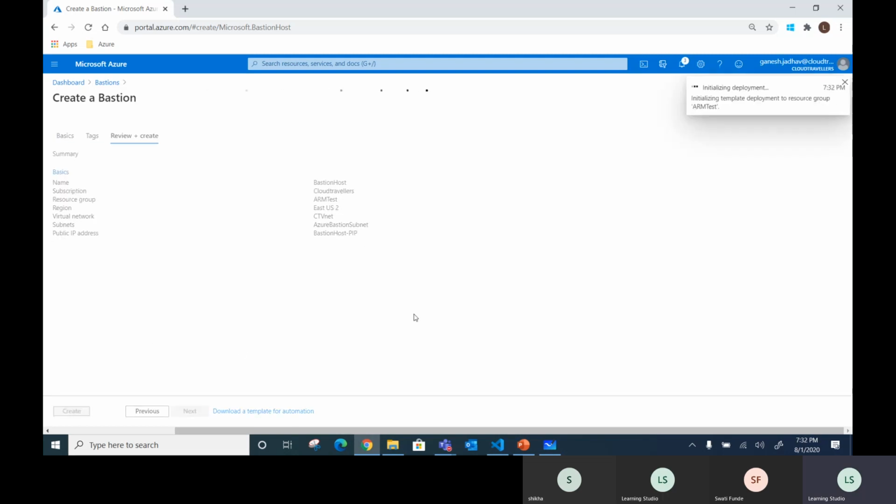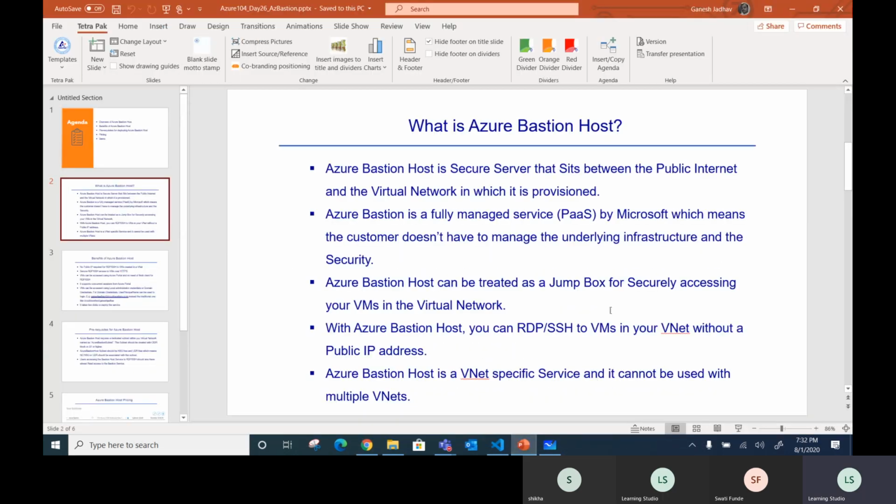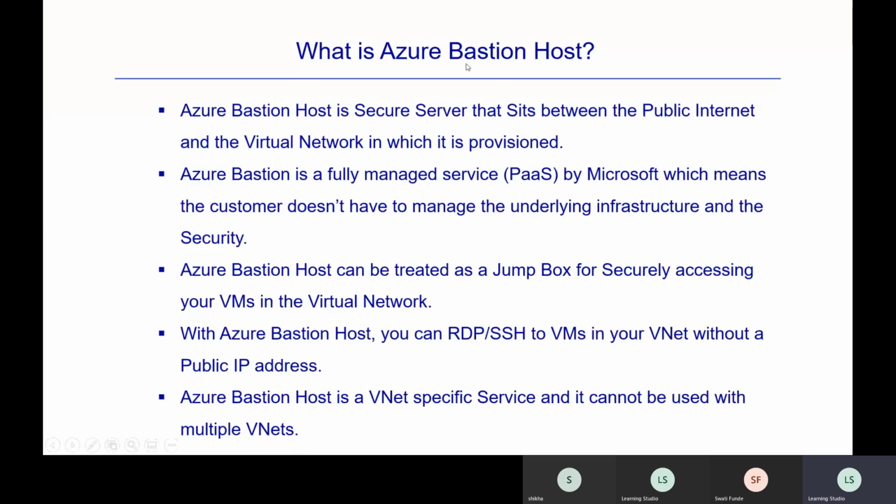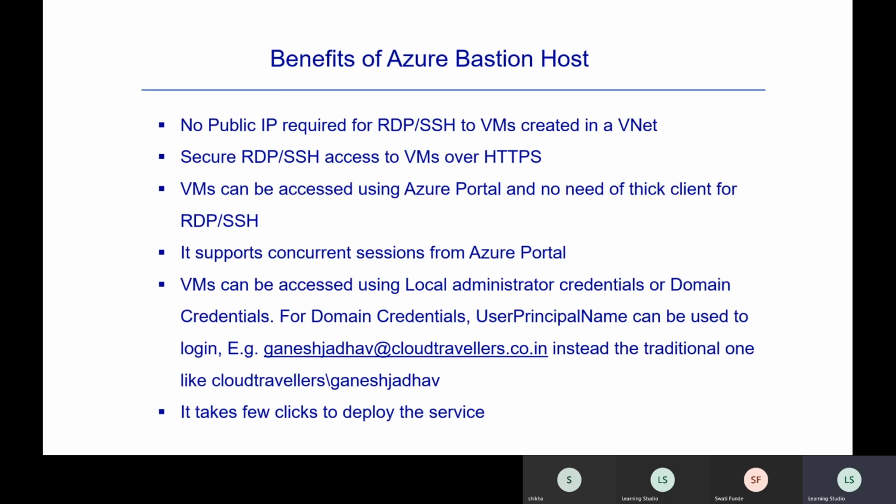And we'll go back to our presentation to cover the other slides that we have in the presentation. So we understood what a Bastion host service is in Azure. The Azure Bastion host service is like a JumpBox, which we will use to connect to our internal network. Now going back to the other slide, what are the benefits of using Azure Bastion host?